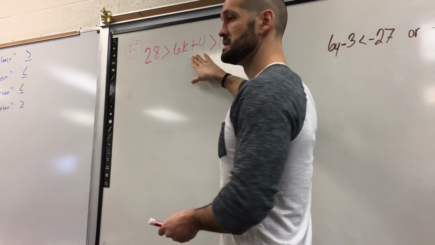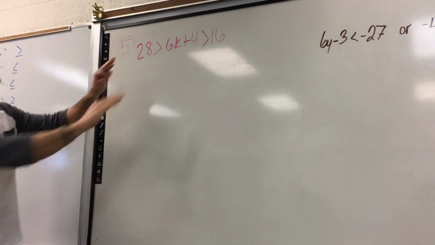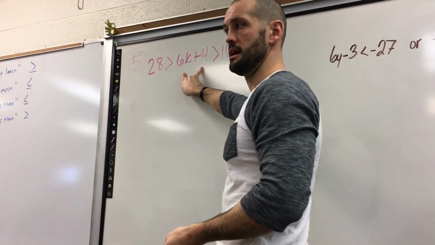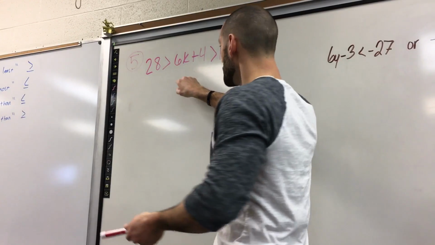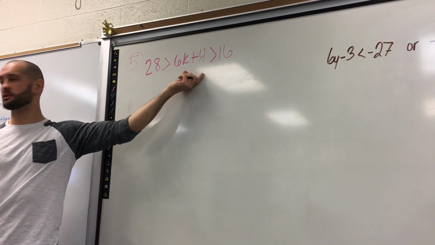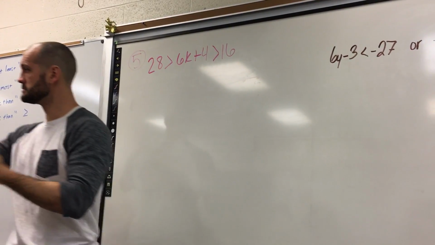We got a 6x plus 4. Now, if that's all I gave you, how would you start solving this to isolate the k? You want to get the 6 out of there, and then we also want to get the 4 out of there. Which one would you get rid of first? The 4. How do you undo positive 4?